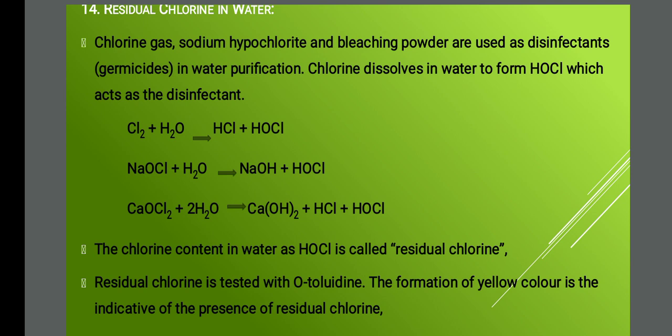And the chlorine content in water as hypochlorous acid is called residual chlorine. Okay, and this can be tested by using orthotoluidine. As you add orthotoluidine to this residual chlorine, a yellow color will be formed that shows the presence of residual chlorine. Is it clear?